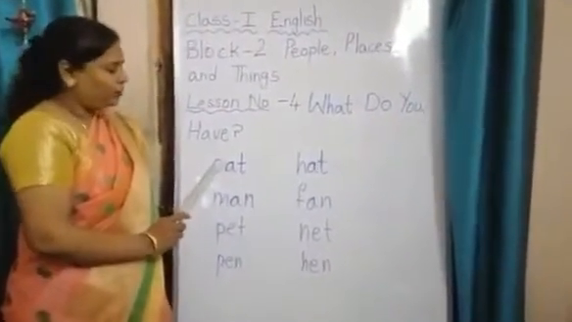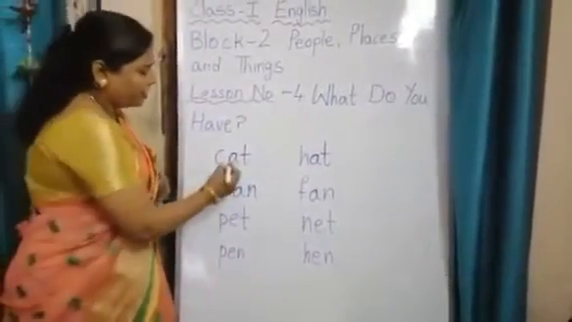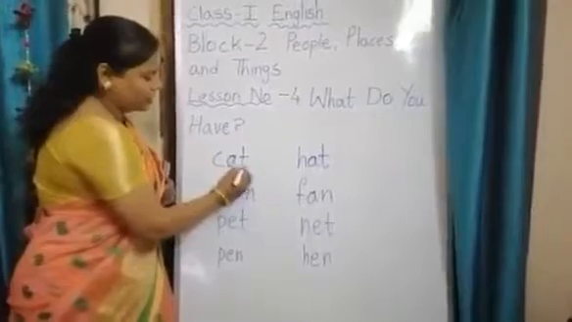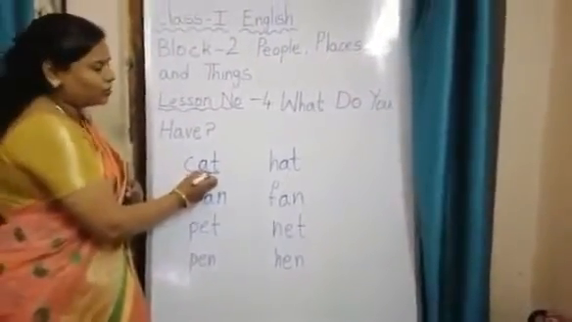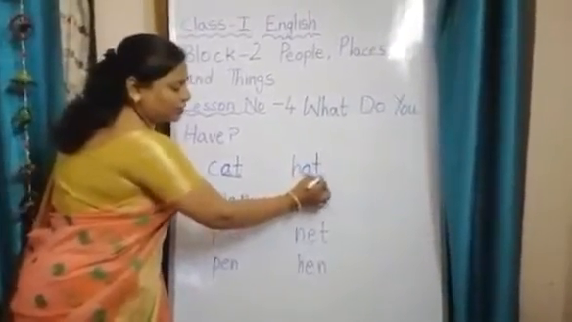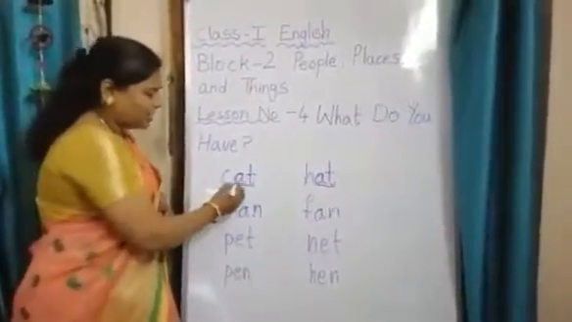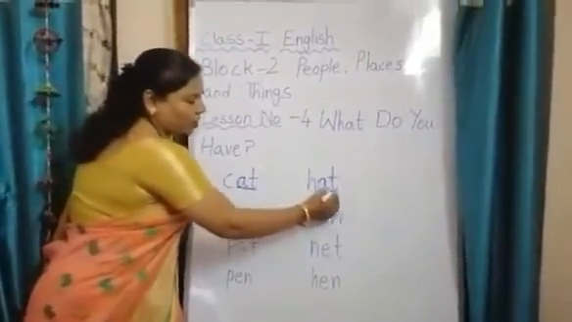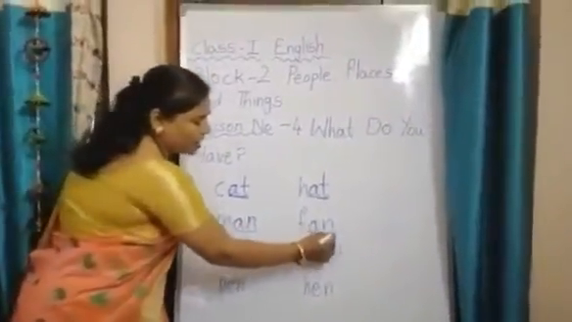How can we find whether the words are rhyming or not, children? We can find with the help of the last letters, children. See, C-A-T, cat. A-T are the last two letters, no children? In hat also we have A-T as the last letters. Okay, rhyming words are words which have the same last letters. Okay children? If you see man and fan, the last letters are the same.